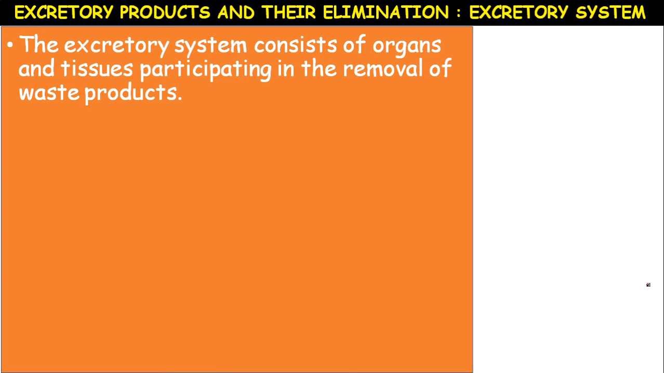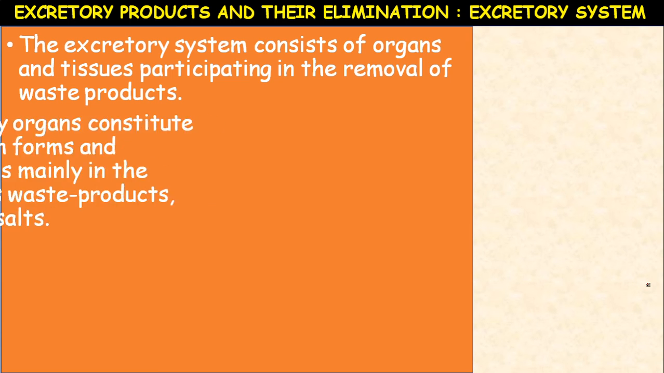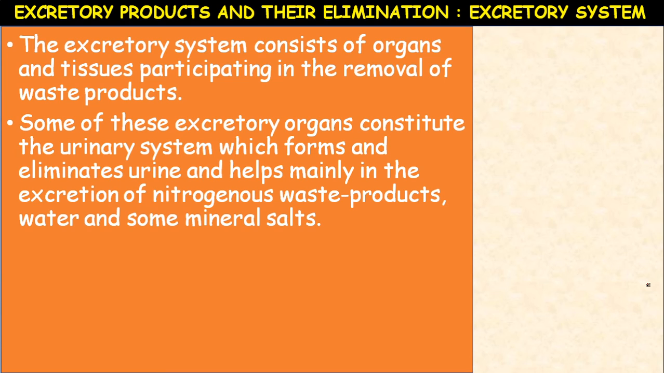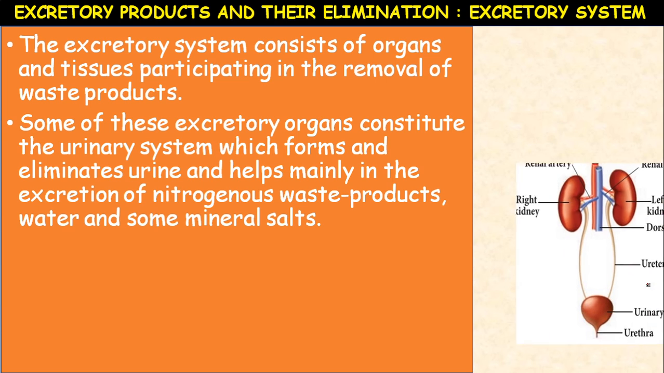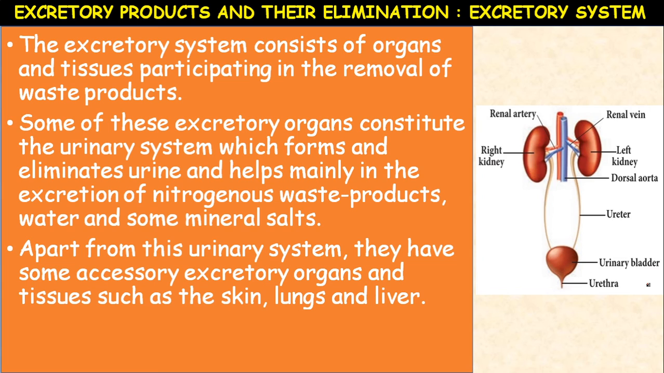The excretory system consists of organs and tissues participating in the removal of waste products. Some of these excretory organs constitute the urinary system, which forms and eliminates the urine and helps mainly in the excretion of nitrogenous waste products, such as ammonia, urea or uric acid, and along with that some water and some mineral salts are also eliminated. Apart from the urinary system, there are some accessory excretory organs and tissues such as skin, lungs and liver. They are accessory excretory organs, but the main excretory organ is the kidney.